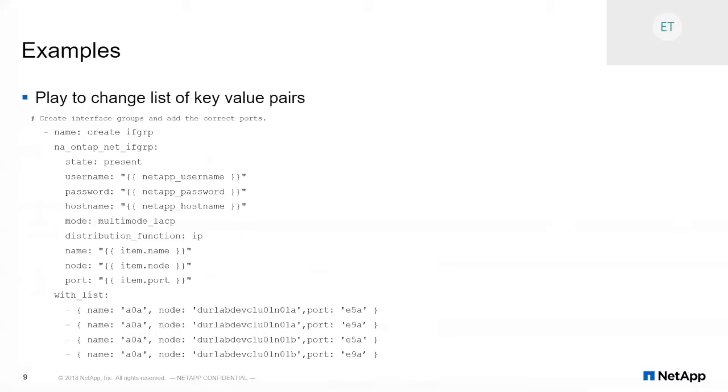And then the next key value pair in this list or in this particular item is going to be node, and then the value is going to be the actual node name. And then the next key is going to be port, and then the value is going to be E5A, which is the network port that's going to be part of that if group. So does that kind of answer your question how the key value pairs work?